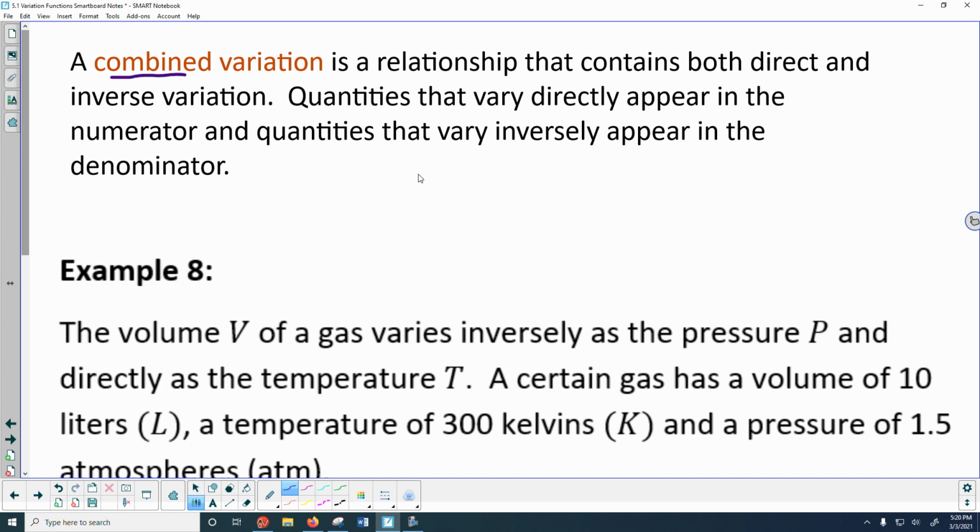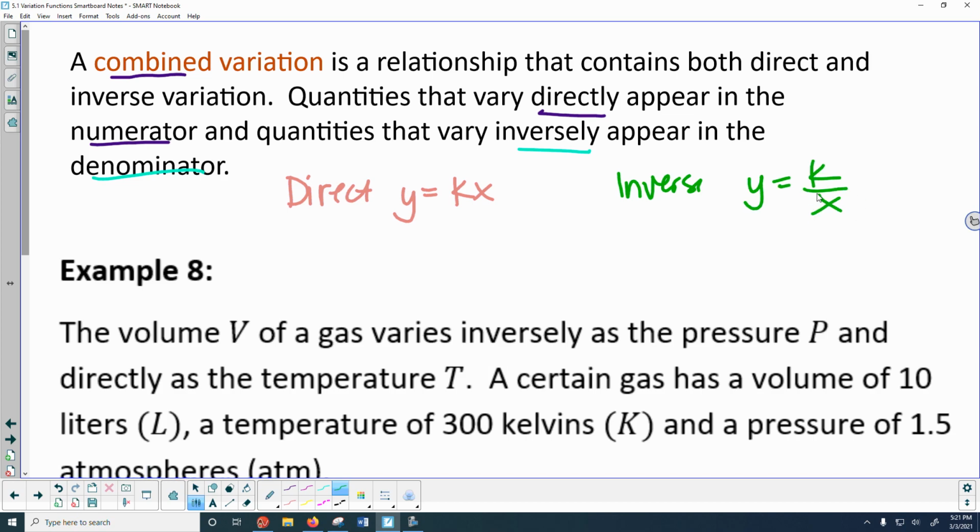So quantities that vary directly, if you see that, they'll appear in the numerator, and quantities that vary inversely will appear in the denominator. So hopefully that kind of makes sense. If it was direct, we're used to saying y equals kx, so like that's over 1, right? That's in the numerator. Where if we had inverse, we're used to writing that for an inverse variation as y equals k over x. Notice that that x is in the denominator. So k always stays by the equal sign on the top, but do I multiply by it or do I divide by it? Well, it depends if it's direct or inverse.